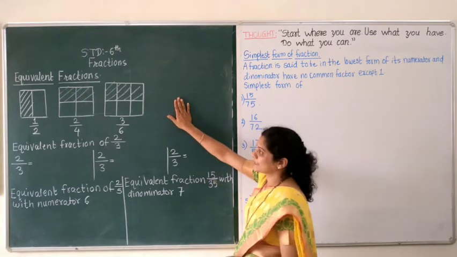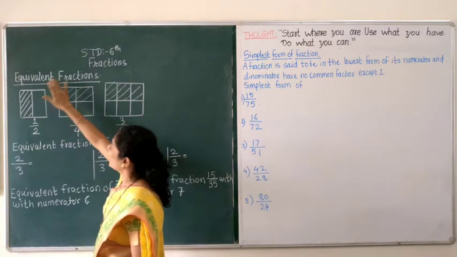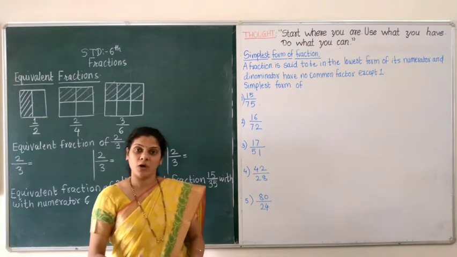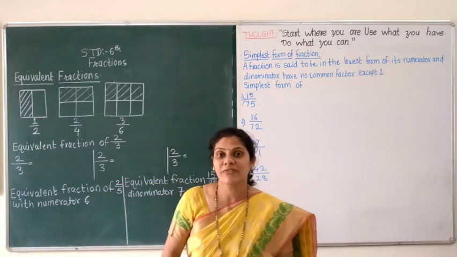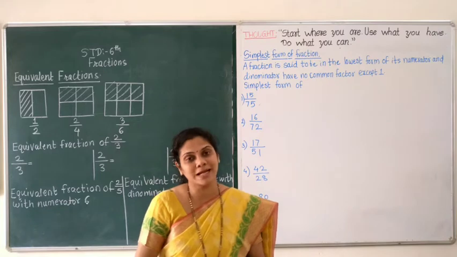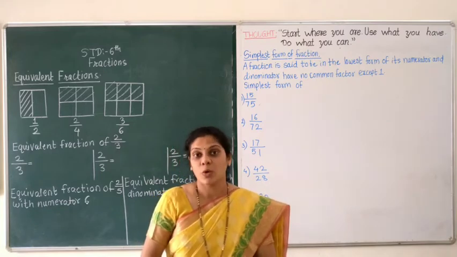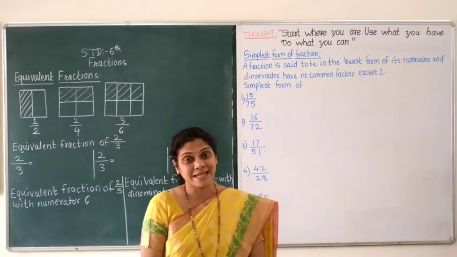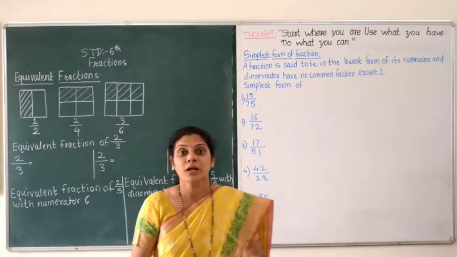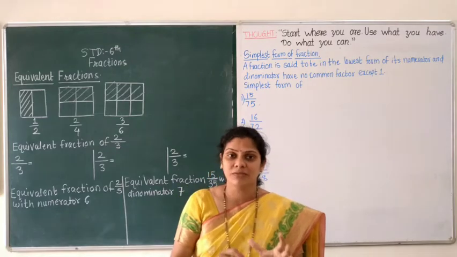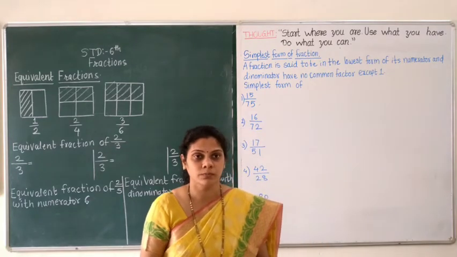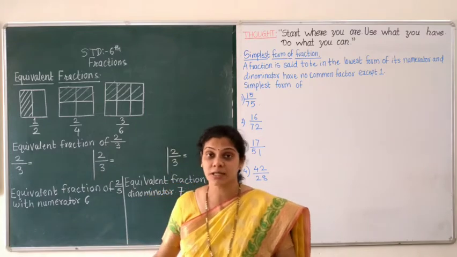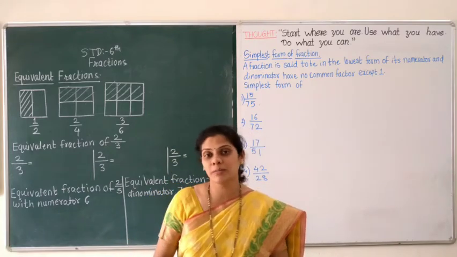On this board you can see I have written here equivalent fraction, and these two words tell us the meaning of that word. Equivalent. That means what? Equal. Valent, that means a vacant place. But it is not like that. We have to find out fractions having equal value. Now you will say how it is possible. Fraction numbers are different, but the value is the same. How will it be possible?